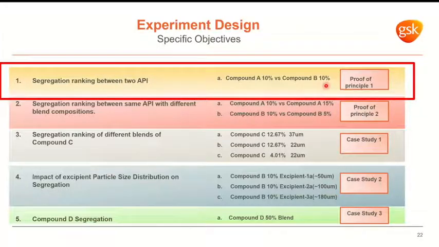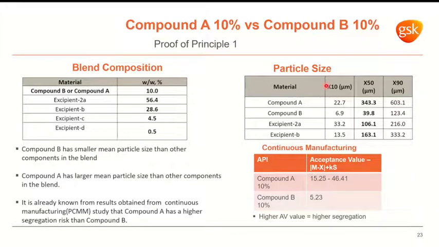So we wanted to see the segregation ranking between compound A and compound B, and we will use it to see whether our study is giving us the results that we want, and this will be used as a proof of principle that our method is valid. So now we want to compare compound A, which is 10%, with compound B, which is again 10%.